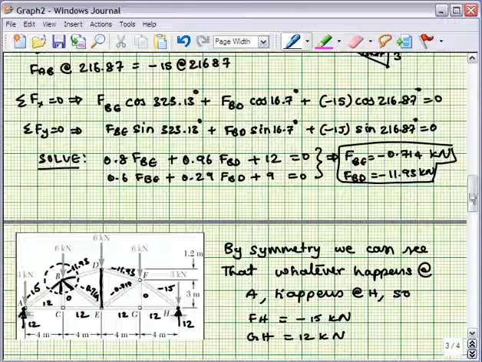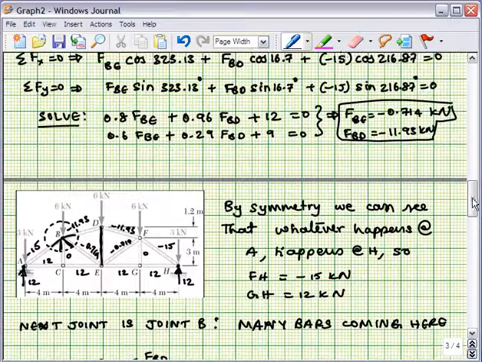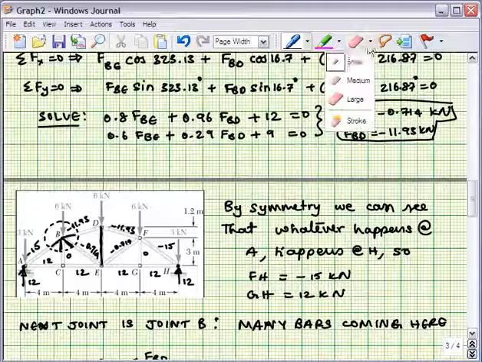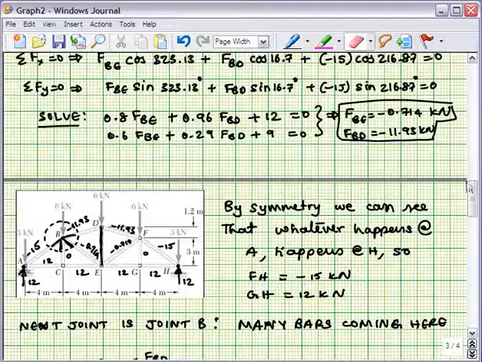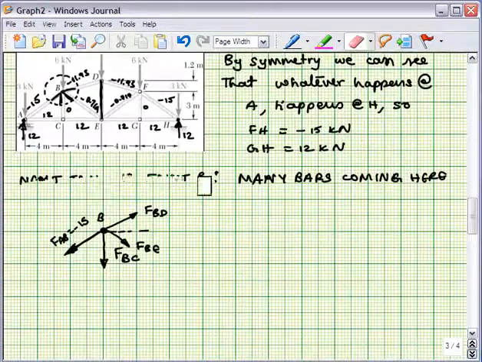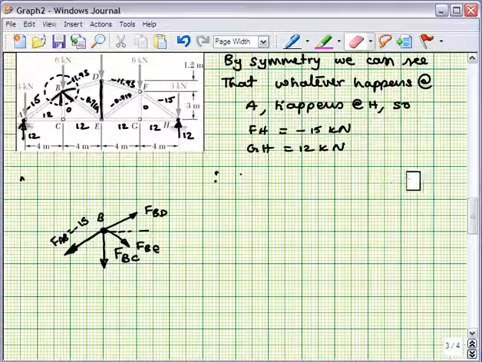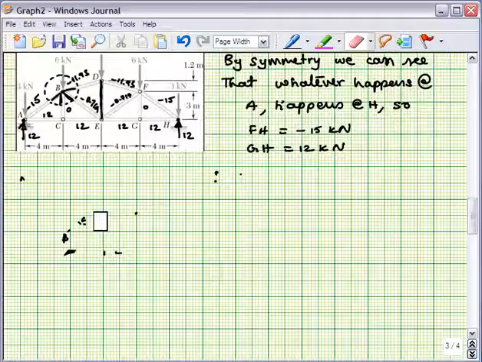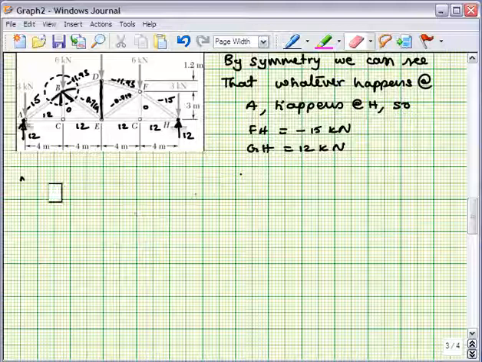So I'm going to go to joint D. Let us see. I had written some nonsense. I'm going to erase all this stuff. So let me go to joint D.